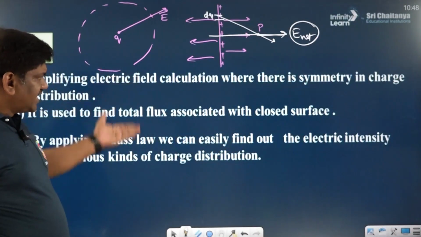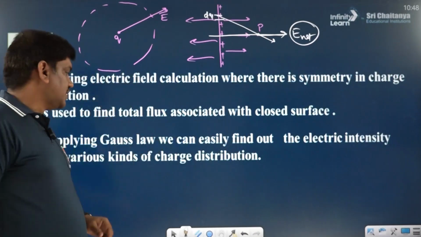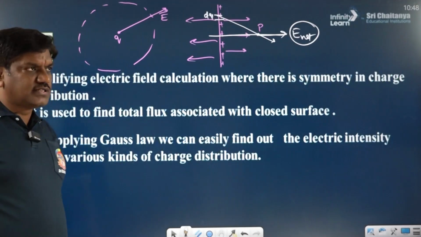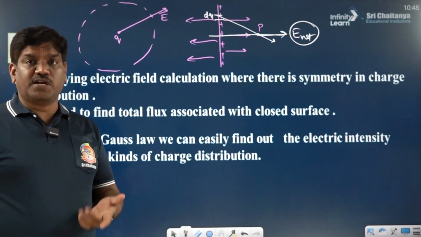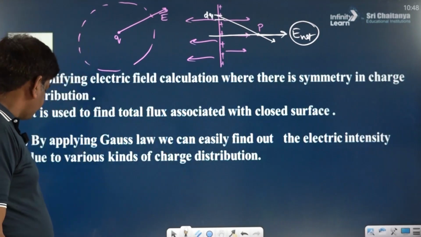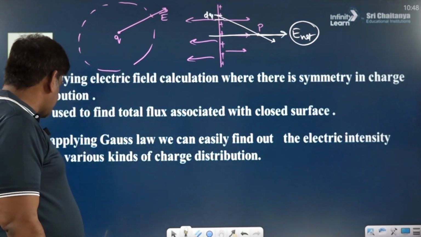Third point is the same as point one, that it will be useful for calculation of electric field intensity for various kinds of charge distribution. Symmetrical charge distribution, and in some cases asymmetrical charge distribution also, but there will be a different approach for that. Okay, now let's come to the question part. What type of questions are there?